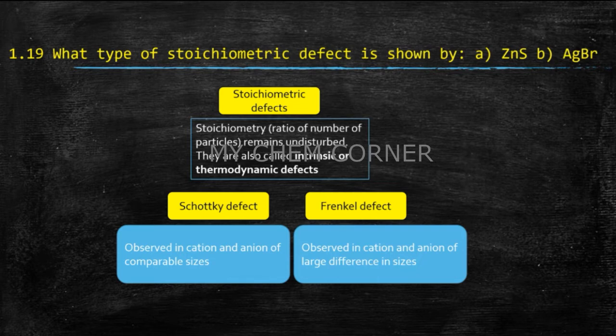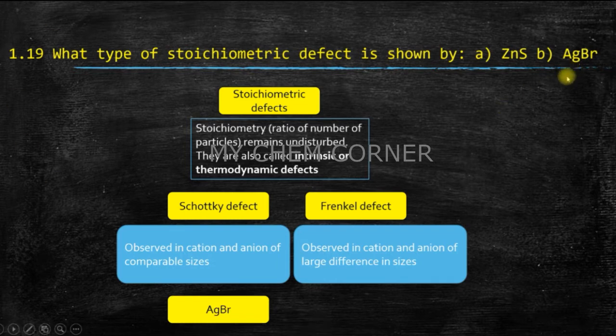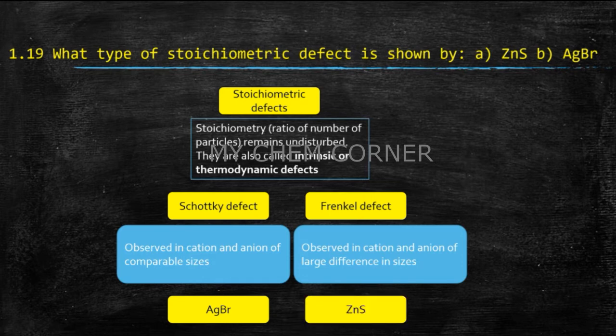So here we can say that because the difference between the silver and bromine atom is not very big, they are of almost comparable sizes, so they can show Schottky defect. And the other one, of course, Zn is a much bigger one and sulfide is a smaller one. Therefore, they have a huge difference in their cation-anion size, so this will show Frenkel defect. Zinc will have a smaller size, sulfide is much larger. Therefore, zinc sulfide will show Frenkel defect. Schottky defect is shown by AgBr.